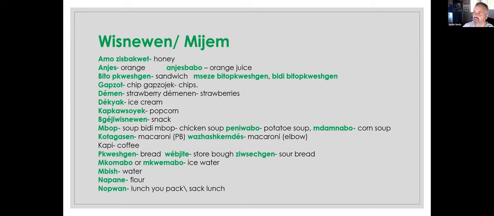Gapzot, chip. Gapsojuk, chips. Literally they're talking about the crispiness of them. Damon, strawberry. Damonen, strawberries. Dekyak, ice cream. Kapkausoyuk, popcorn. Bagaji wisnuen, a snack, literally a little bit of food.